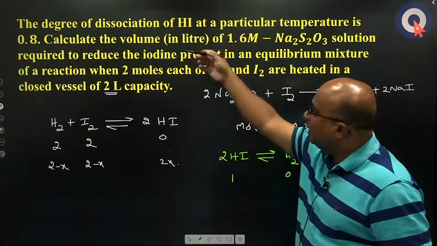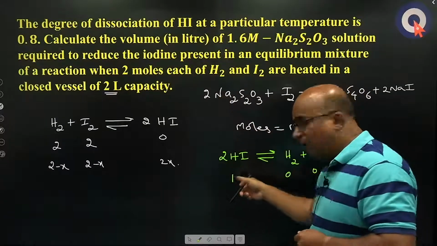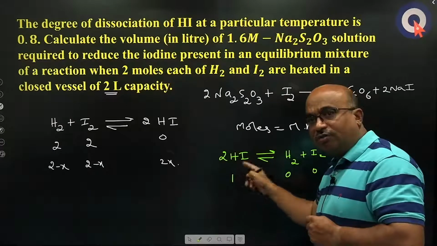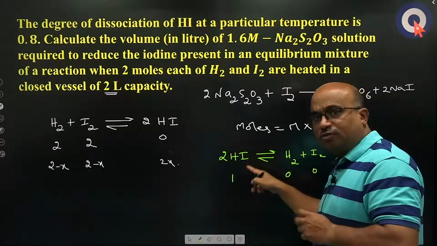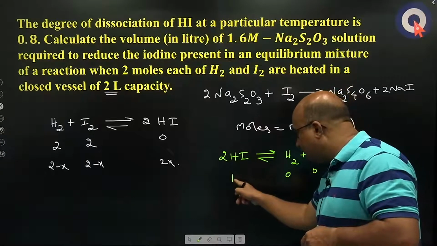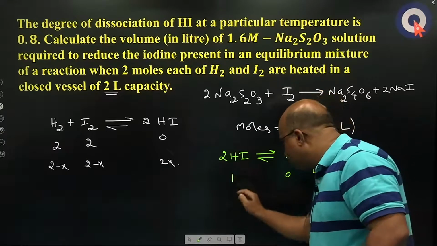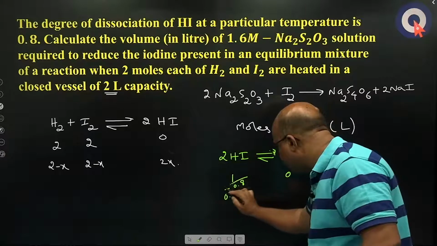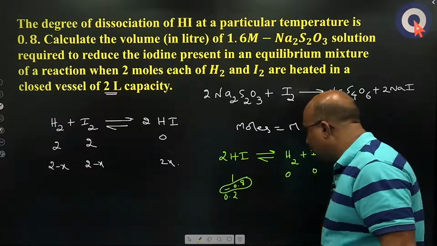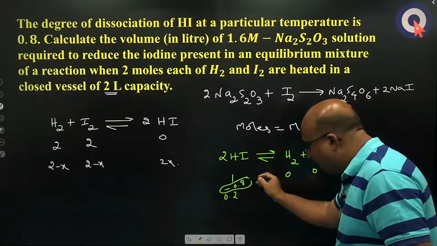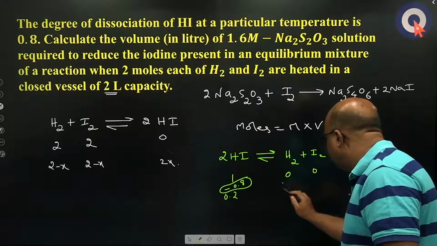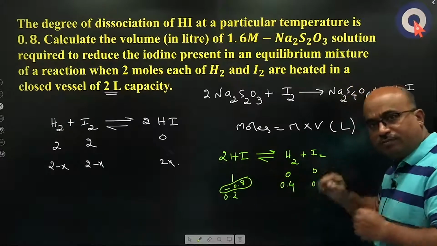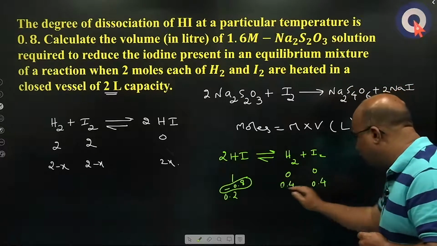He said 0.8 is the degree of dissociation, that's why we are taking the initial moles of HI as 1. So what is degree of dissociation? Alpha is 0.8. So 0.8 moles react. How many moles will be left? 0.2, so I subtract 0.8 from 1 and get 0.2 moles. But if 0.8 is reacting, how much of this has to form? 0.4. This is also 0.4, because for 2 moles you are getting 1 mole. So this is 0.4, this is 0.4, this is 0.2.